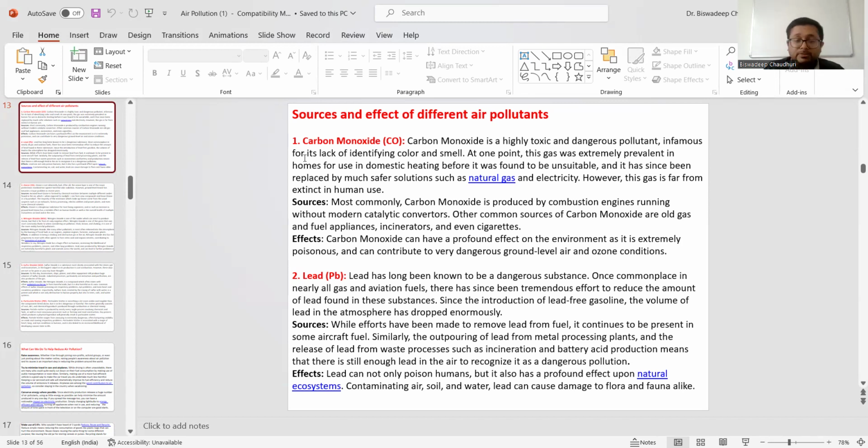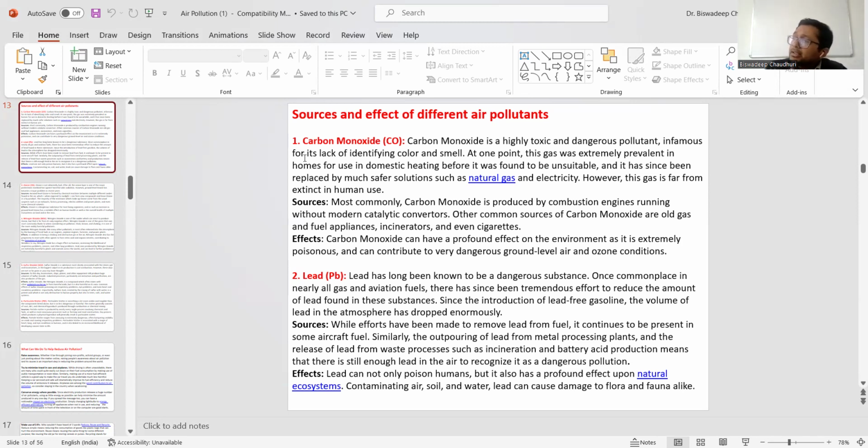Number two, lead. The chemical formula of lead is Pb, capital P and small b. Lead has long been known to be a dangerous substance, once used in gasoline and aviation fuels. But nowadays lead has been banned and is not used in petroleum additives, keeping in mind its dangerous, harmful effect on the modern society in terms of environment and human health. Not just human health, but the health of each and every animal.